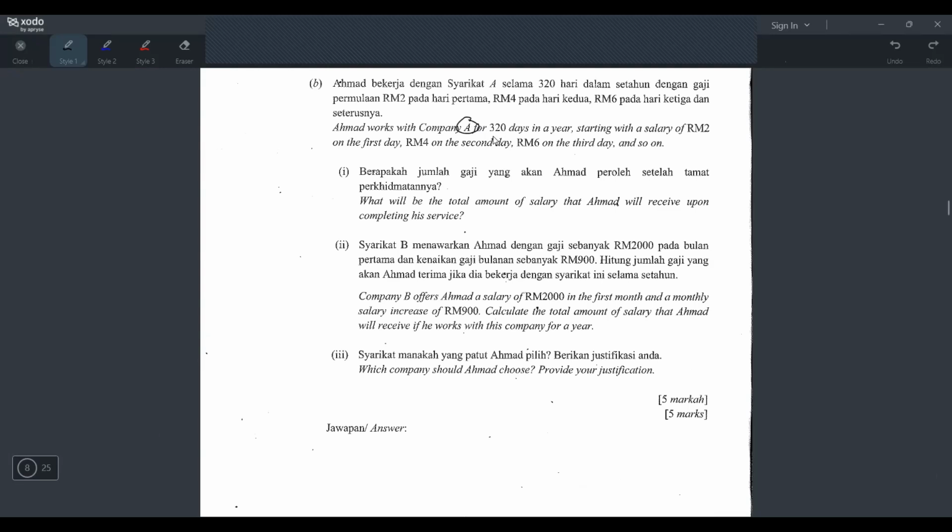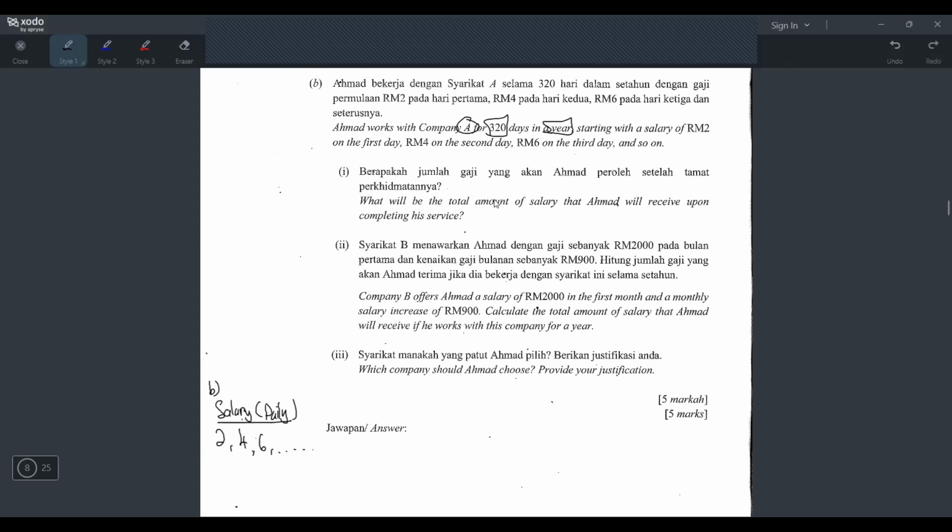Ahmad worked with company A for 320 days in a year. So in a year, he only worked for 320 days in company A, and the salary is 2 ringgit on the first day, 4 ringgit on the second day, 6 ringgit on the third day. So we can actually form a progression. Okay, the progression will be 2, 4, 6, right? And these are all daily salary, salary for 1 day. And since he works for 320 days, of course it will go on until the 320th term. There will be 320 terms. This is T1, T2, T3. It will keep going until T320, right?